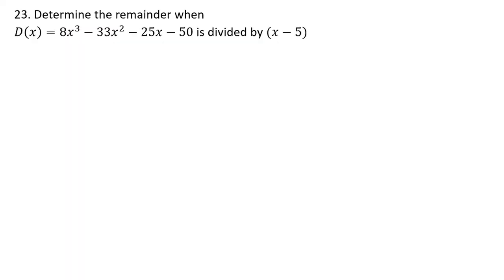Determine the remainder when the polynomial d of x is divided by x minus 5. Okay, so it's just asking us to do division, so you can choose what method you prefer to use in dividing this. I personally love synthetic division. I think it's really easy. It's the one I prefer to use. There will be a problem, I believe it's problem 24, where I will review long division. But I'm going to go ahead and do synthetic division. So I ask myself, what number minus 5 would equal 0? Positive 5. So I'm going to do synthetic division with positive 5.